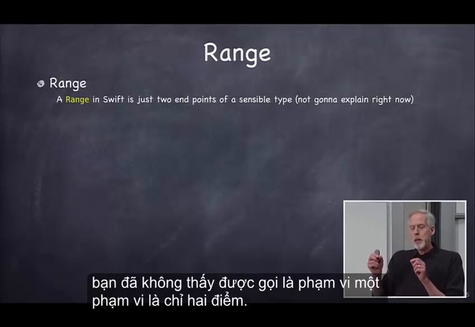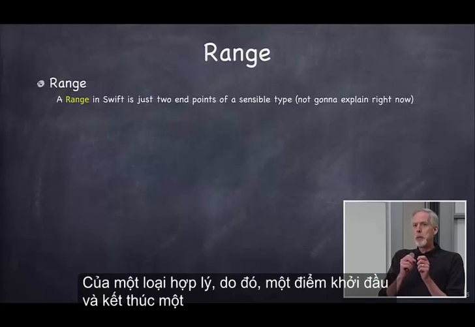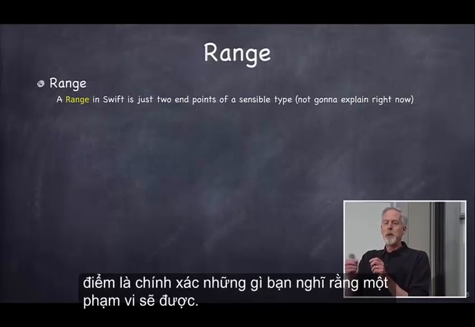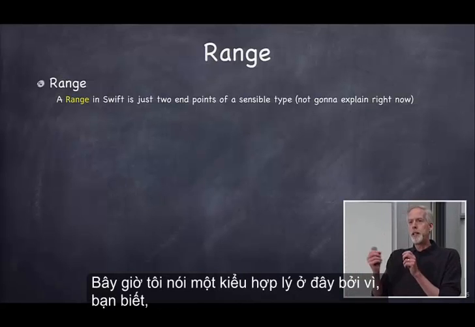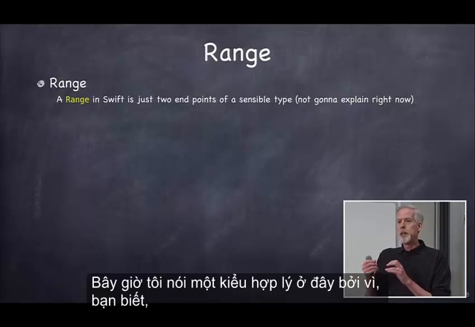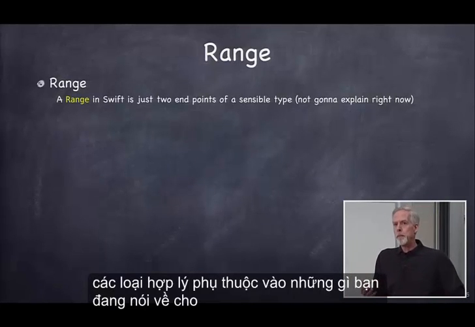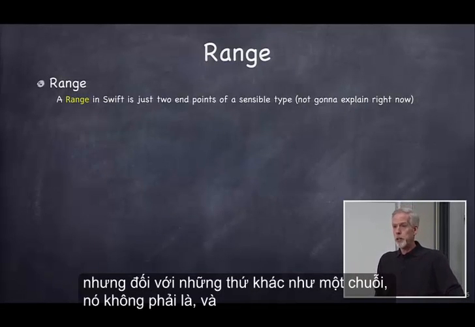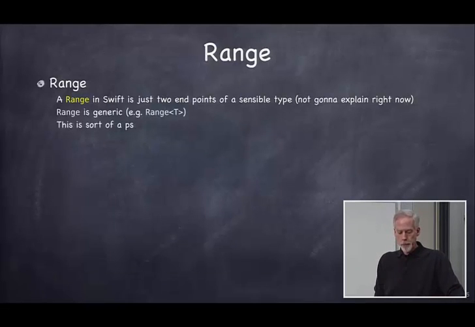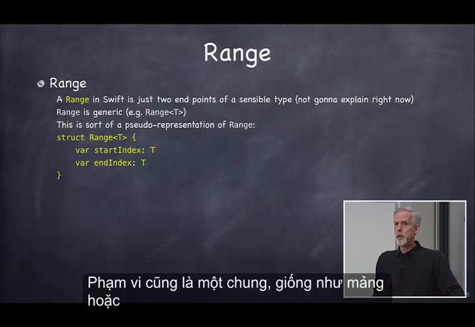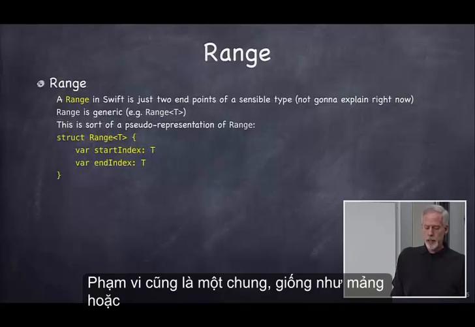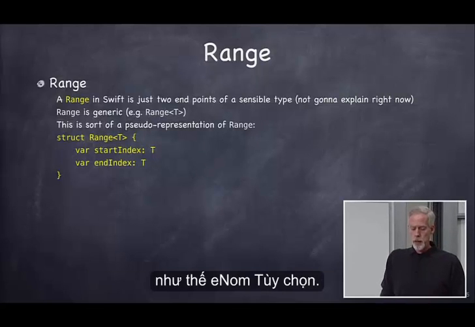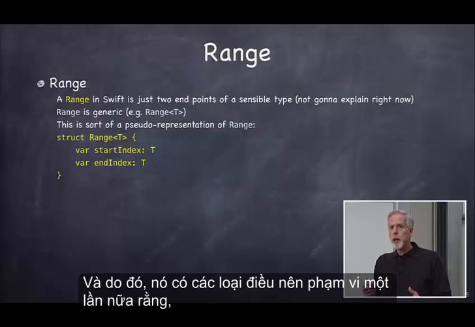All right, I'm going to teach you about a new struct that you haven't seen called range. A range is just two points of a sensible type, so a starting point and an ending point, exactly what you would think a range would be. Now I say sensible type because the sensible type depends on what you're talking about. For an array, the sensible type is an int, but for other things like a string, it's not, and we're going to talk about that in a minute. Range is also a generic, just like array or that optional enum, and so it takes the type of thing.